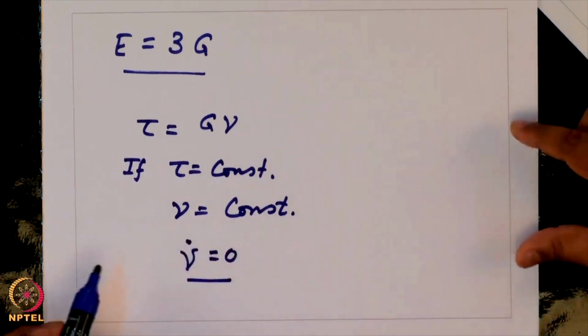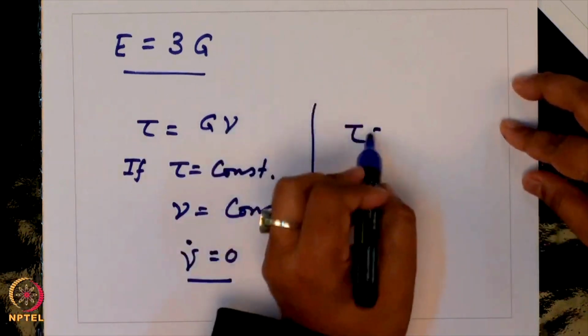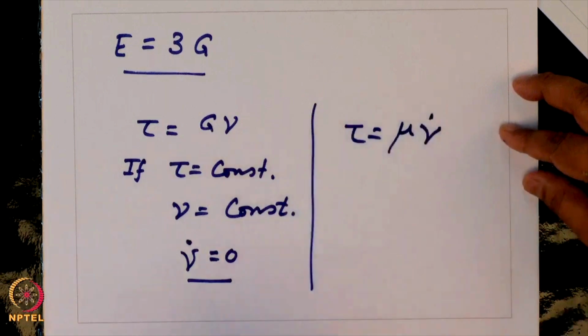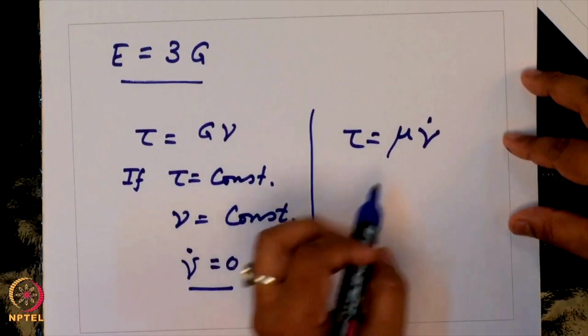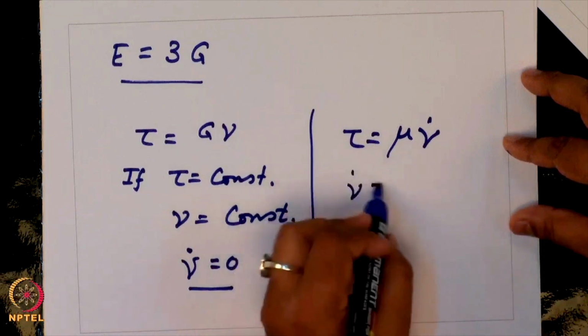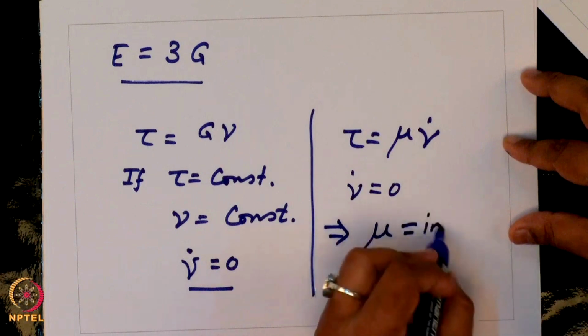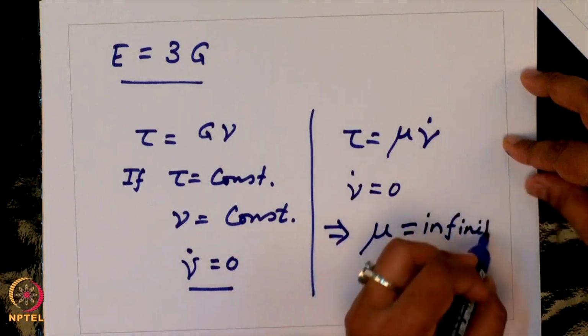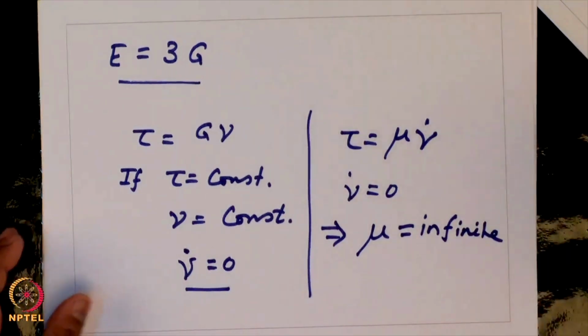Okay. So, if I were to consider this equation tau is equal to mu gamma dot, and I consider a solid as a fluid, because gamma dot is 0, this amounts to saying mu is infinite. So, that is to say that ideal elastic materials have infinite viscosity.